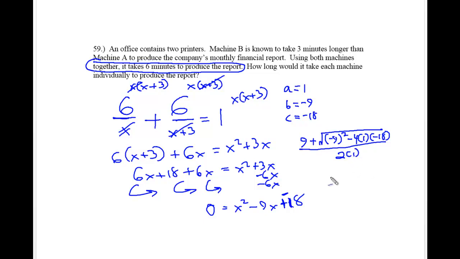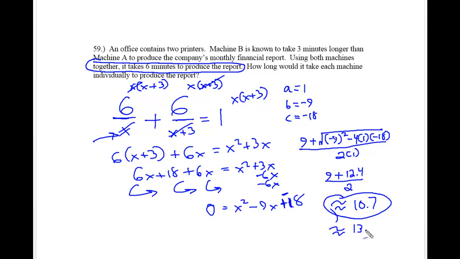Which gives me an answer of 9 plus, and if you take the square root of the number inside, you get approximately 12.4 divided by 2. So 9 plus 12.4 divided by 2 is approximately 10.7. 10.7 minutes for machine A. That's the faster of the two machines, since for machine A it only takes x. And the other machine would be 3 minutes slower, so 13.7 minutes for machine B. And that gives you what you need.